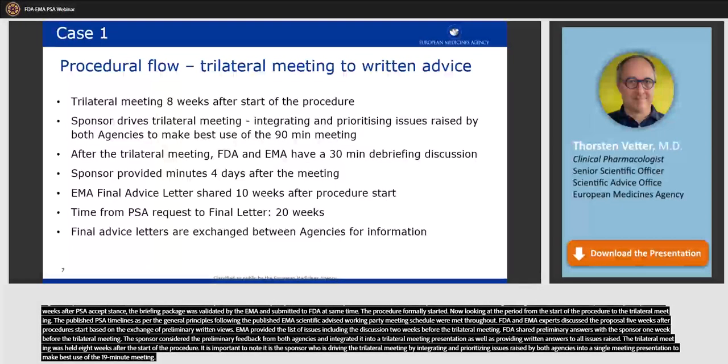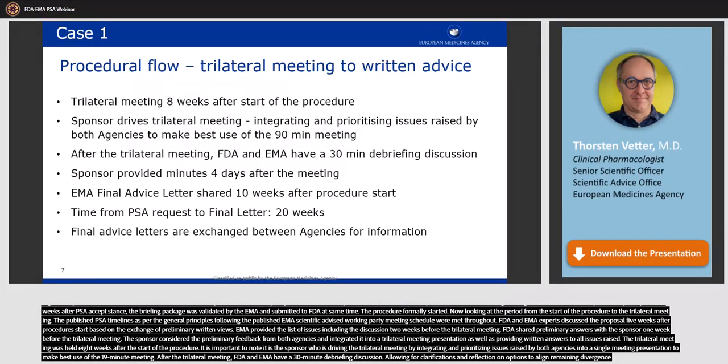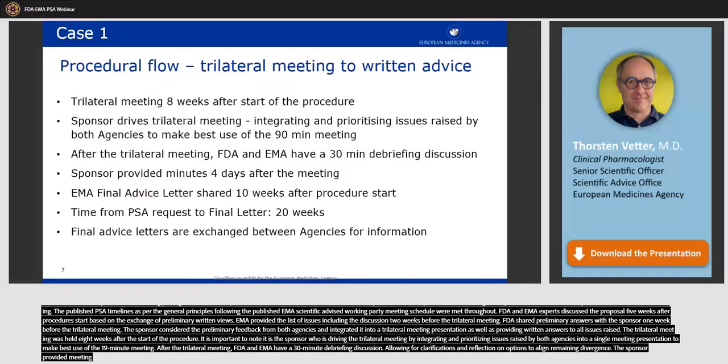After the trilateral meeting, FDA and EMA have a 30-minute debriefing discussion, allowing for clarifications and reflection on options to align remaining divergencies. The sponsor provided meeting minutes 4 days after the trilateral meeting. Then, both agencies followed their processes to finalize the advice.